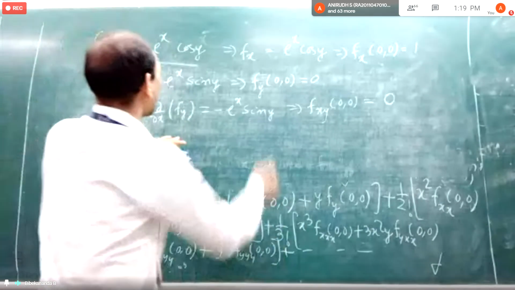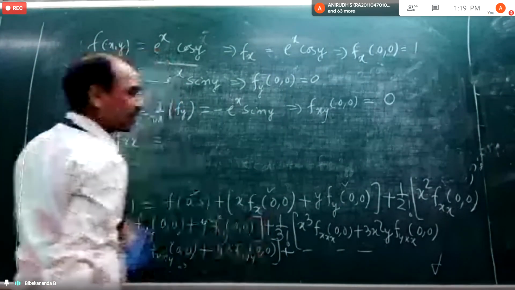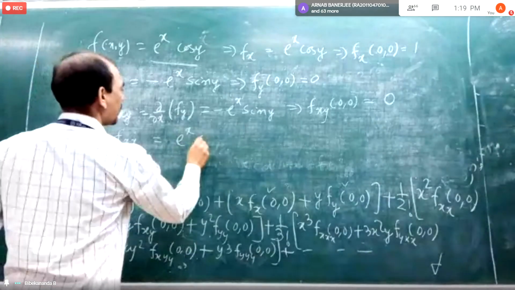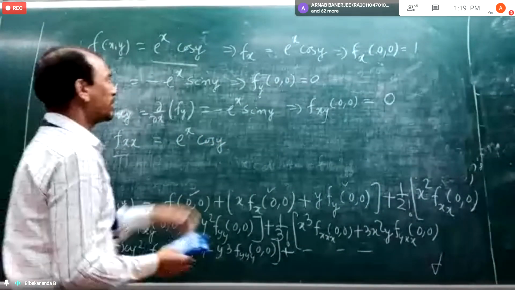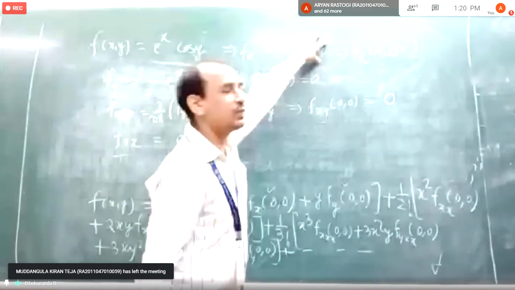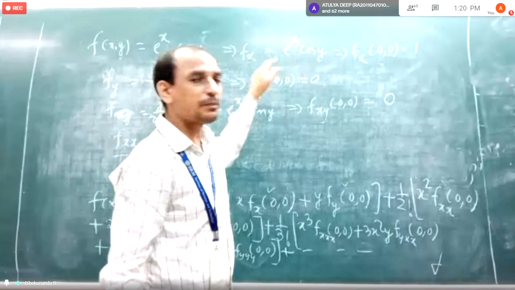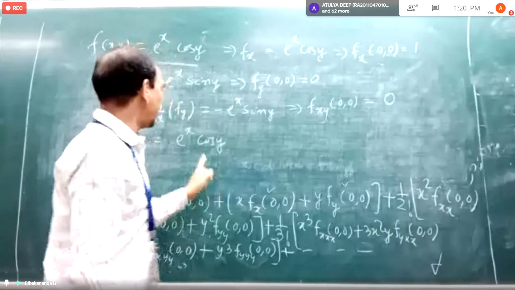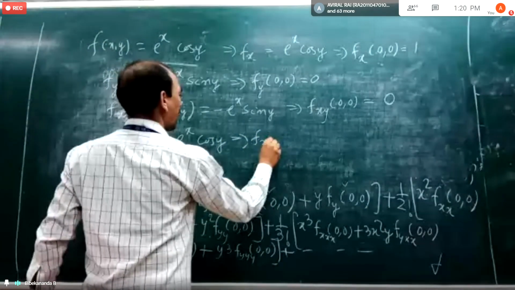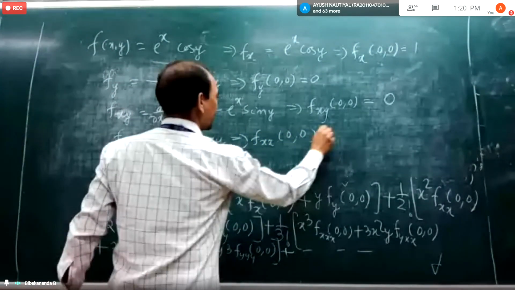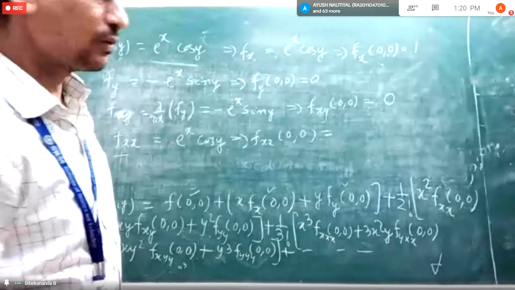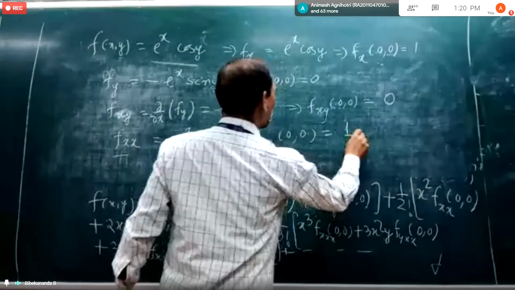So what will be the differentiation of fx with respect to x? Again e to the power x cos y, because when you differentiate this with respect to x, cos y will be constant. The differentiation of e to the power x will be e to the power x, so it will be the same thing. And from this, what will be your fxx at origin? 1.